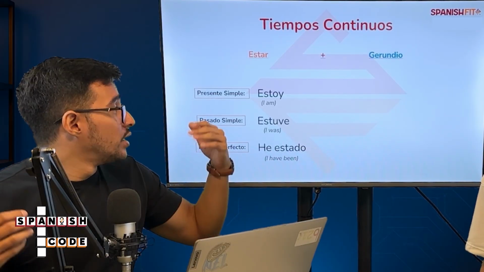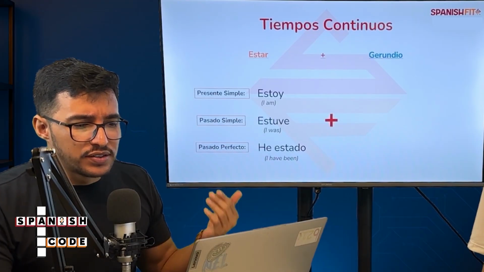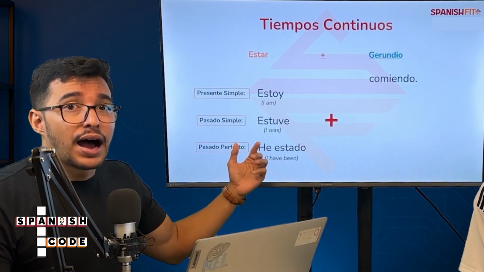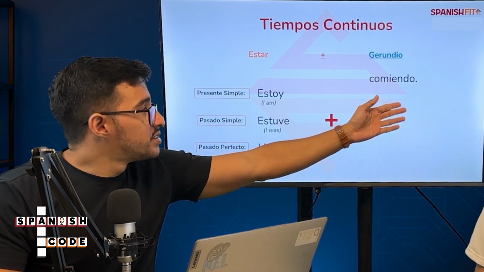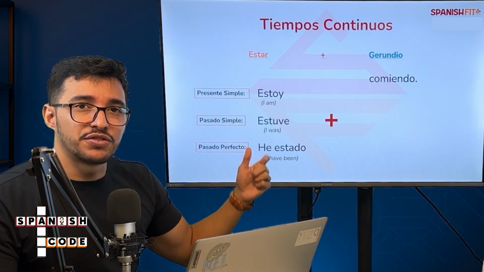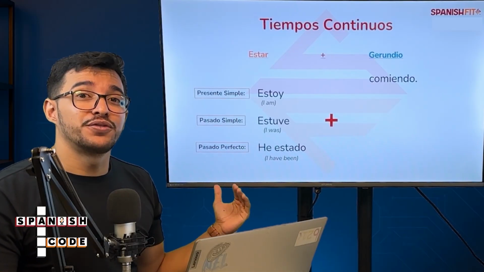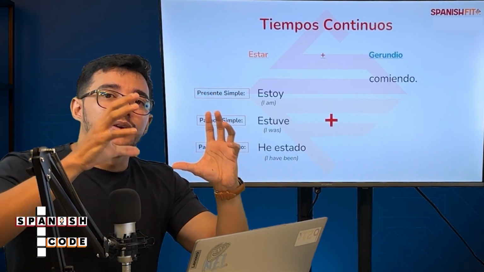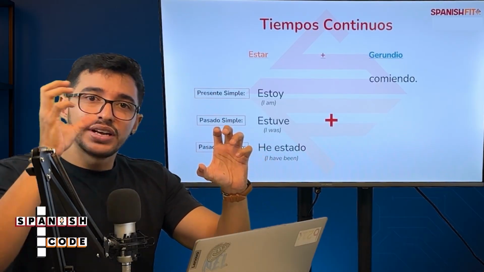Ando, yendo. Like he said, estoy, and then you can say comiendo. Estoy comiendo is perfect. I'm eating. Estuve, I was. So eating is gonna be the same all the time. We only replace the conjugation of the main verb. When it comes to the present perfect, now we have three verbs because for creating the present perfect, we need the auxiliary and the past participle.